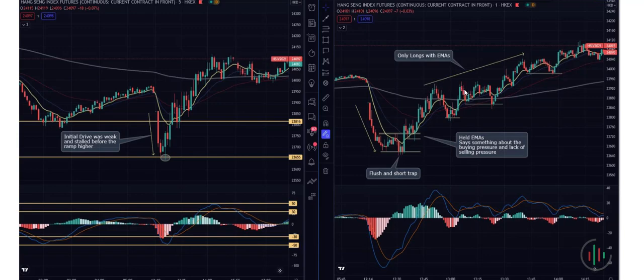We call it an RTF. I call it an RTF, retest fail. As soon as you get that first red candle, I bailed. So I didn't make a lot on that, but made something. So all in all, a good day. So that was the first one.